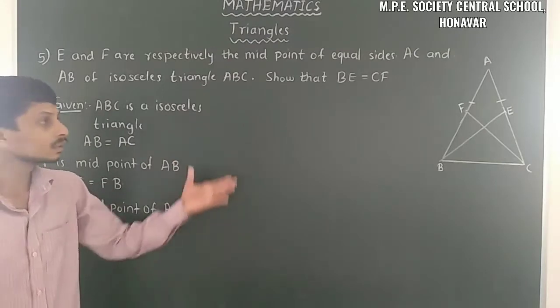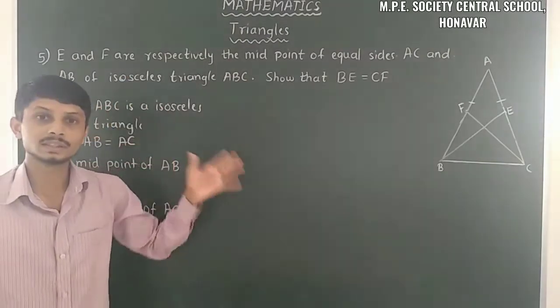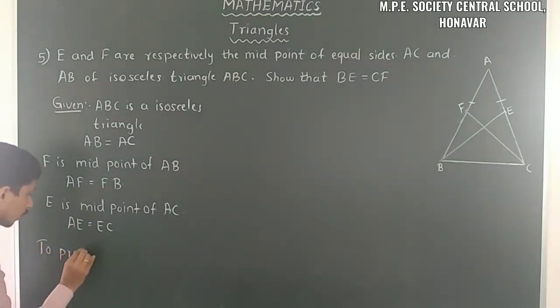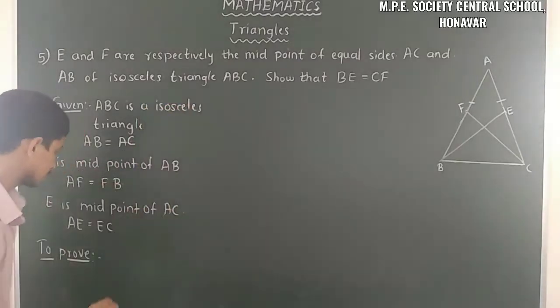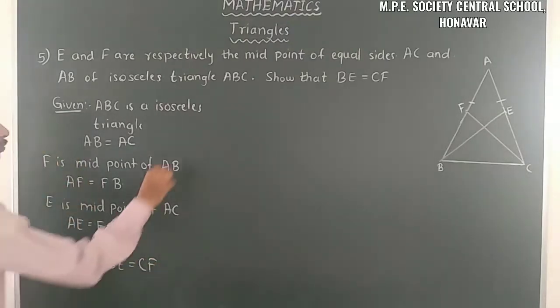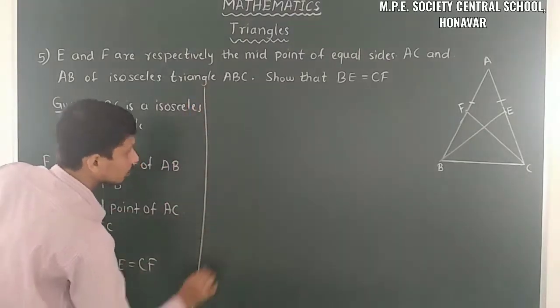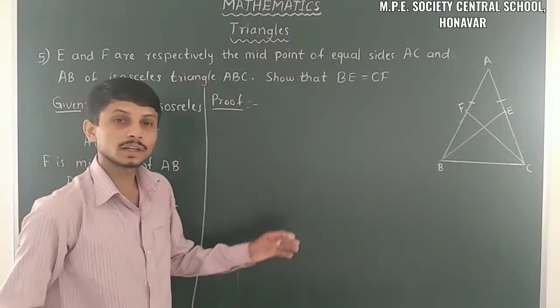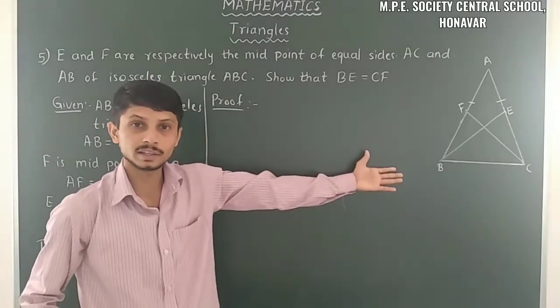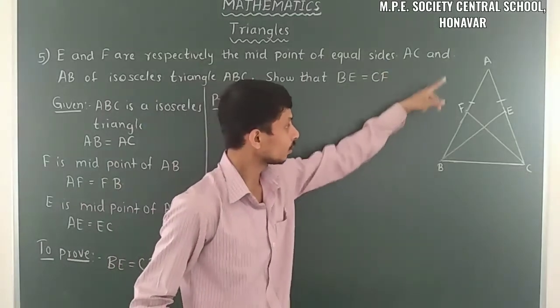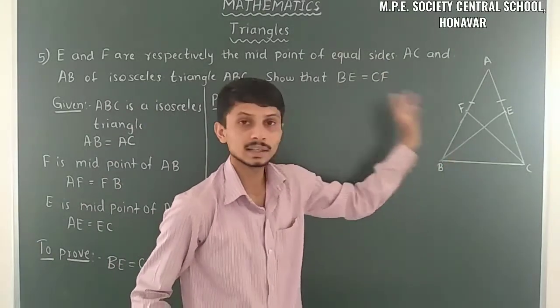When we are proving BE is equal to CF, what do we have to prove here? To prove: BE is equal to CF. So let us take the proof. I already told you what two triangles you can take while proving BE is equal to CF. Those two are ABE and ACF.